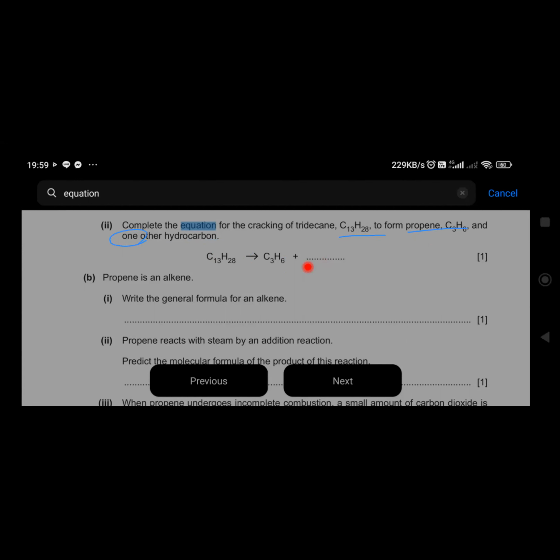Let's see what kind of compound we get if you subtract this. Here 13 carbon atoms are there and 3 go to propane, so we need to get C10, the remaining 10 carbon atoms. Then 28 hydrogen atoms are there, 6 have gone to propane, and therefore we should have how many hydrogen atoms? 22, right? Yes, it seems like an alkane. You can write it like this.